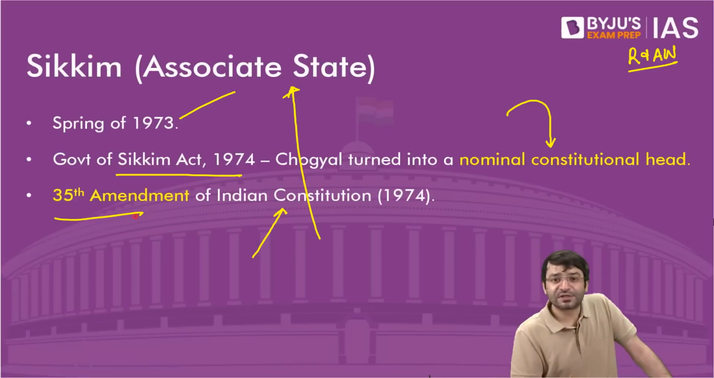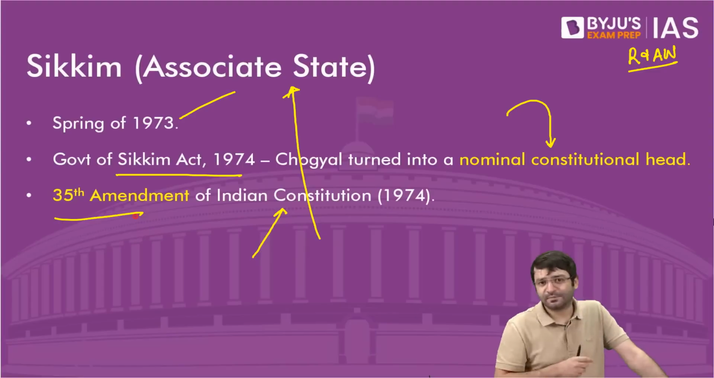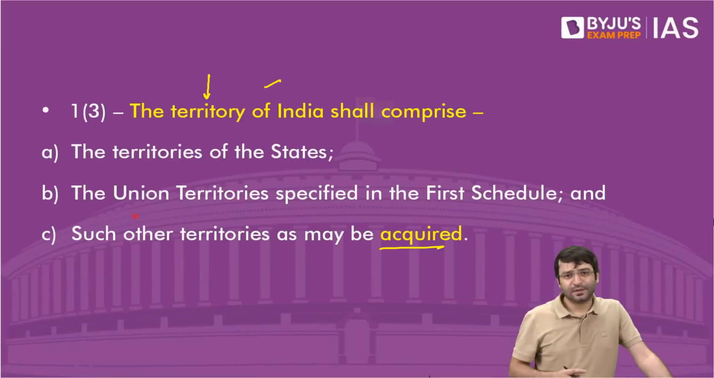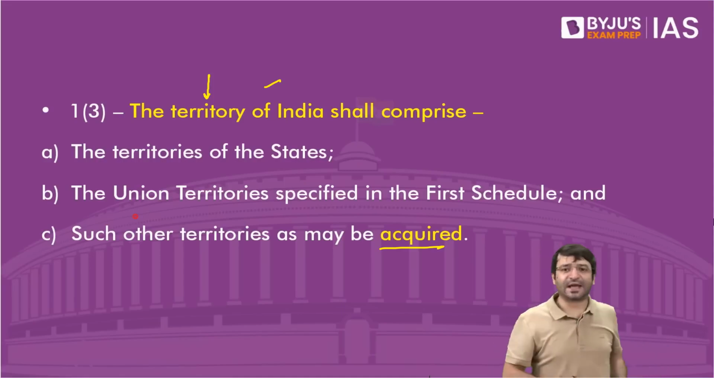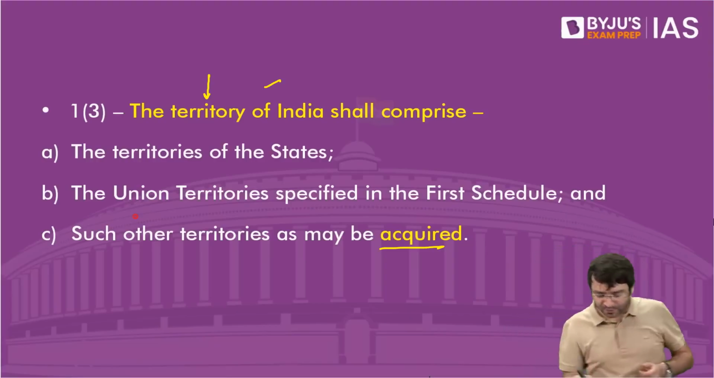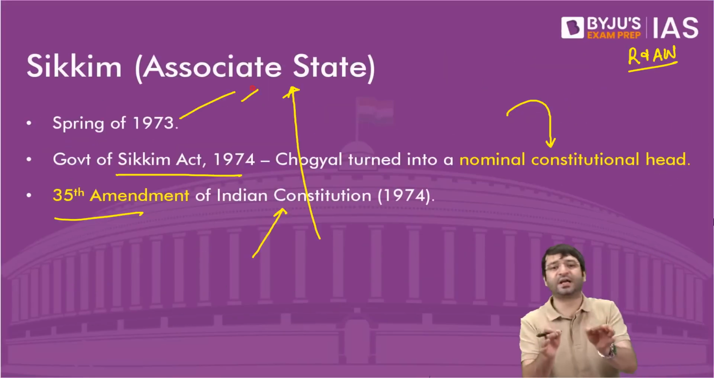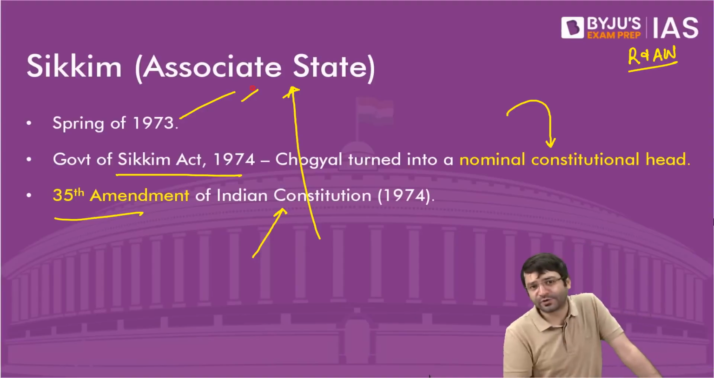And you know what the opposition did? Opposition in India said, Indira Gandhi is a danger to democracy. Why? Indira Gandhi has subverted the democracy. Why? Indira Gandhi has assaulted the democracy. Why? Because they said, look at Article 1, Clause 3. It categorically, explicitly states that the territory of India can have either states, or we can have union territories, or we can have acquired territories. There is no such thing as associate state in the Constitution of India. So, Shrimati Indira Gandhi, you have violated the Constitution. How dare you?